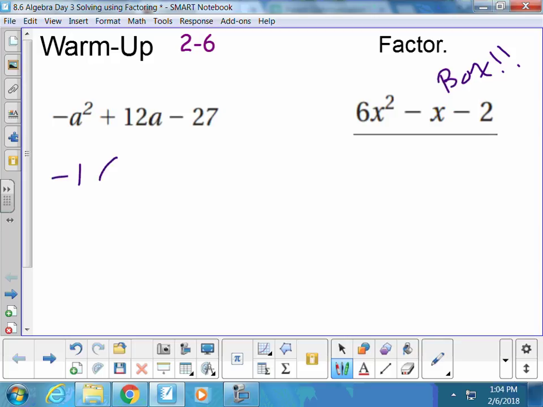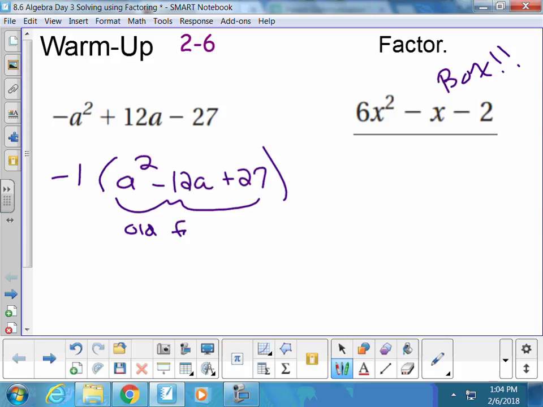If you divide out a -1, it's going to switch the sign of everybody. If I would divide out -1 away from -a squared, it would leave me with a positive a squared. If you would divide a -1 away from 12a, it would leave you with -12a. And if you divide a -1 away from -27, it gives you a positive 27. Now you can work on factoring this stuff with what I call the old-fashioned method.